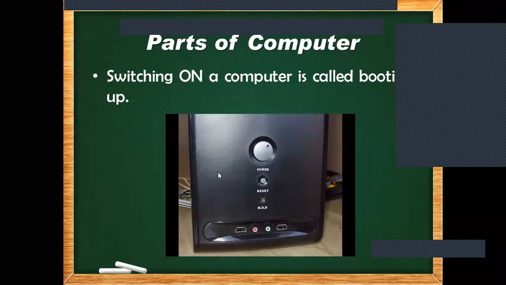So switching on a computer is called booting up. The third line on the page is saying switching on. When we switch on the computer, that process is called booting up. When we go to sleep and then wake up, what is the name of that process when we get up from the bed? It is called wake up. When we wake up, it means we are not sleeping.